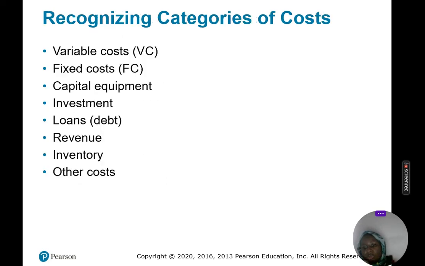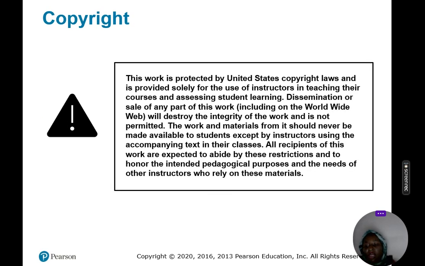Then you have to recognize the categories of costs and know the ones to prioritize. Like I told you, you have to be very careful with the fixed cost. The variable cost is manageable. Then you can also look at capital equipment, investment, loans, revenue, inventory, and other costs. All this you must recognize and be able to identify and record down appropriately.